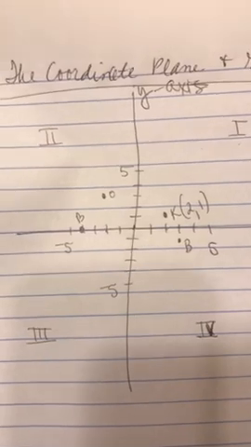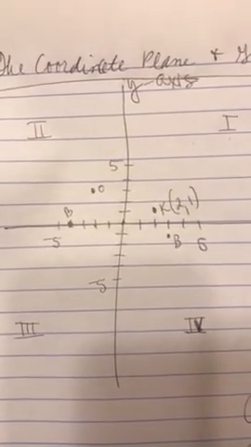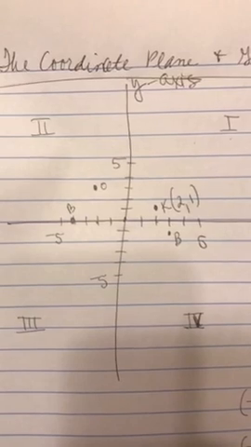You may be asked which quadrant each one of those is in. K is in the first quadrant. B is in the fourth quadrant. You can figure that out.